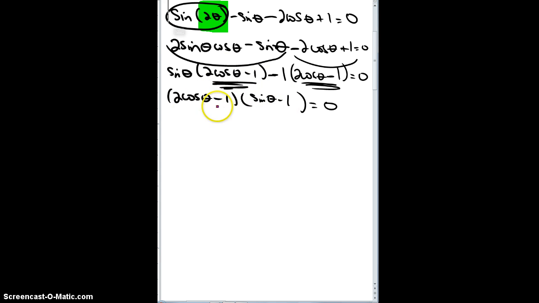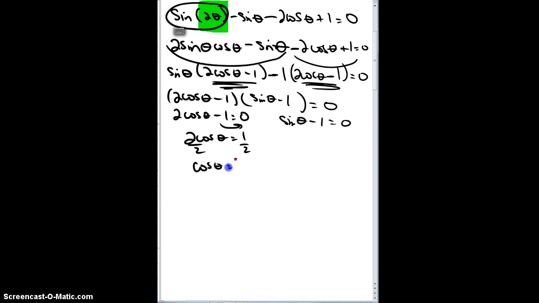All right, so now you have it factored, so you set each piece equal to 0. So you set that one equals 0, and that one equals 0. Bring the 1 over, and divide by 2. So you get cosine theta equals 1/2. Here you bring that over to the other side, and you get that.